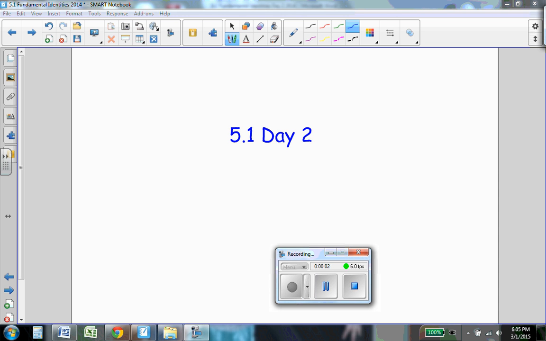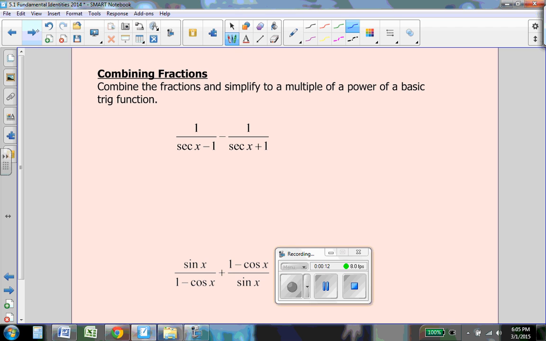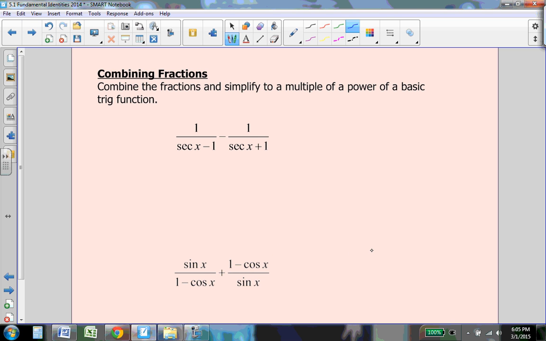Welcome to the beginning of your 5.1 Day 2 notes. I will do the first part of the notes on one video and the solving part probably on the second. So let's get to the combining of fractions here.